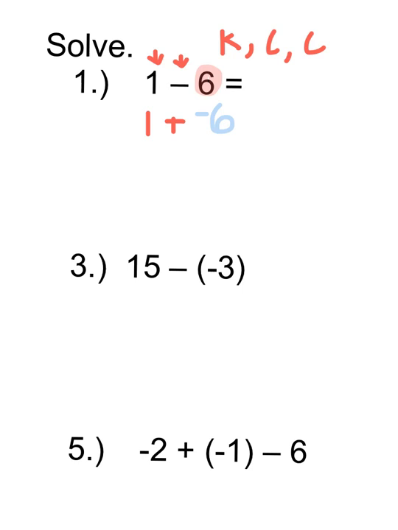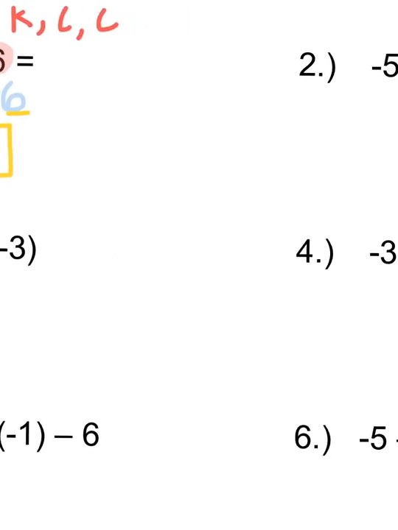Since we have an addition problem, we'll look and see, are the signs the same or different? Since they're different, we'll subtract. 6 minus 1 is 5. And we keep the sign of the greater absolute value. So since 6 is bigger than 1, we'll keep the sign of a -5. And that is your answer. Go on to number 2.